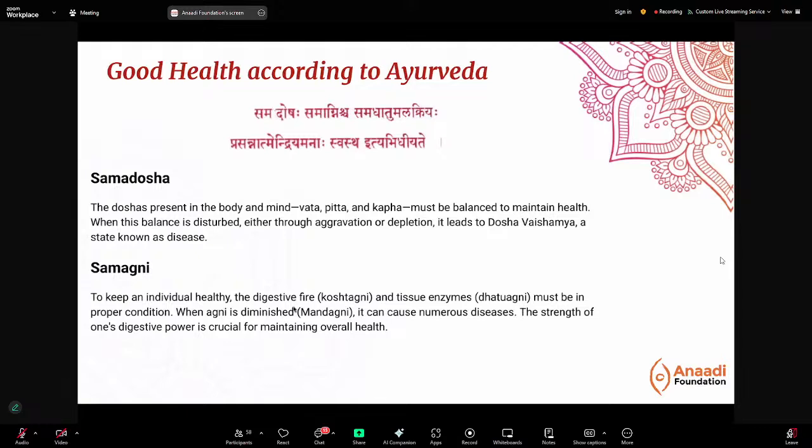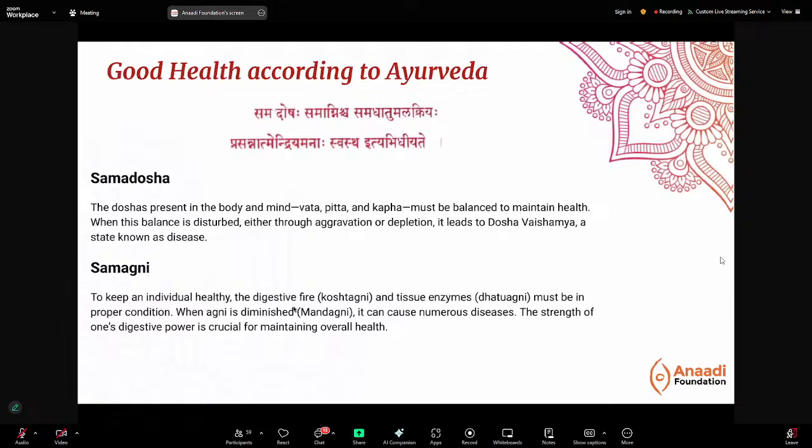When this balance is disturbed, either because of aggravation or depletion, it leads to dosha vaishamya, which is also known as the state of disease. So in the modern context, when do we say we have a disease? Either we say we have indigestion, when we get a fever, organs are not working and all that, right? Similarly, much more holistically, it says the doshas should be in balance.